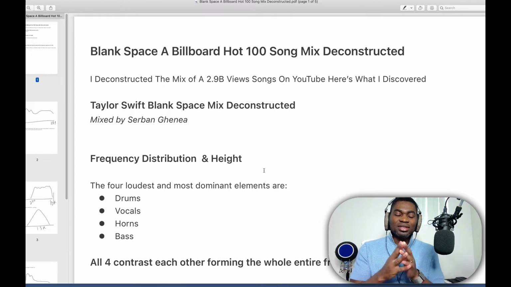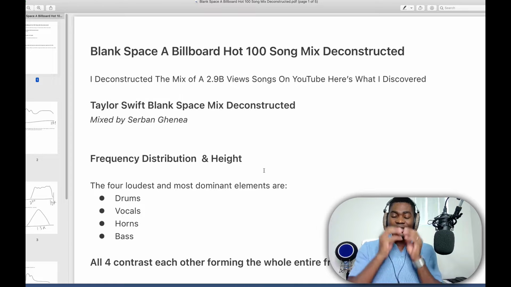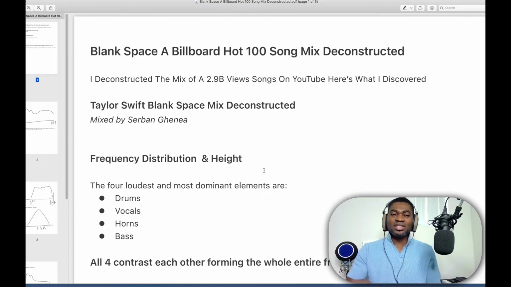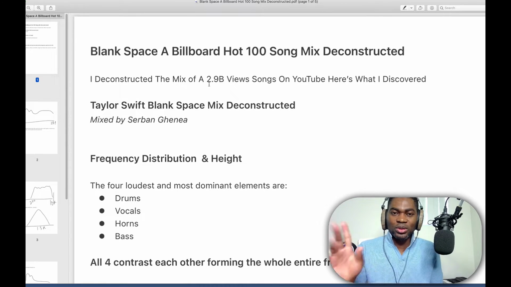Being able to see this perspective, all of a sudden you realize that it just blows your mind. You can see the metrics, and I'm giving this to you guys for free. Why am I doing that? I'll tell you later. Let's go straight into it. Blank Space, Billboard top song, mix just constructed. This song now has 2.9 billion views on YouTube. Go check it out. That's how important this mix is.